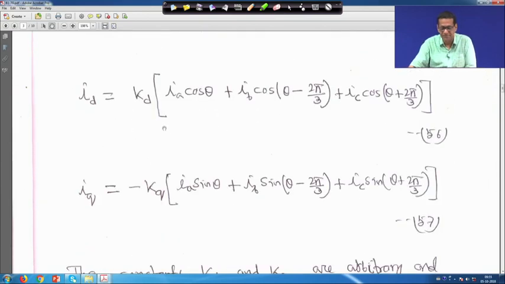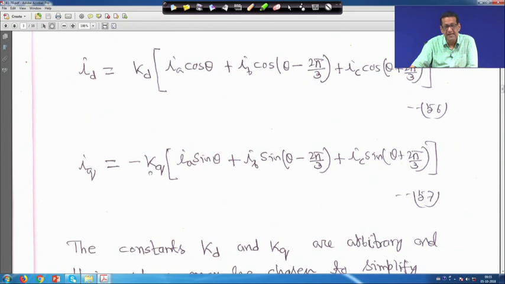Suppose we assume id is equal to some constant kd into ia cos theta plus ib cos (theta minus 2 pi by 3) plus ic cos (theta plus 2 pi by 3). Say this is equation 56. Similarly, iq is equal to minus kq into ia sin theta plus ib sin (theta minus 2 pi by 3) plus ic sin (theta plus 2 pi by 3). This is equation 57. But what will be the values of kd and kq, that we will see.